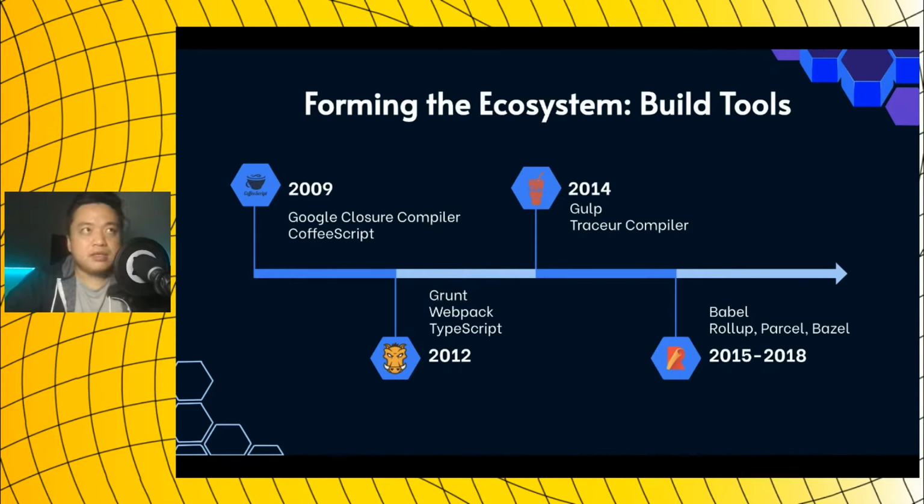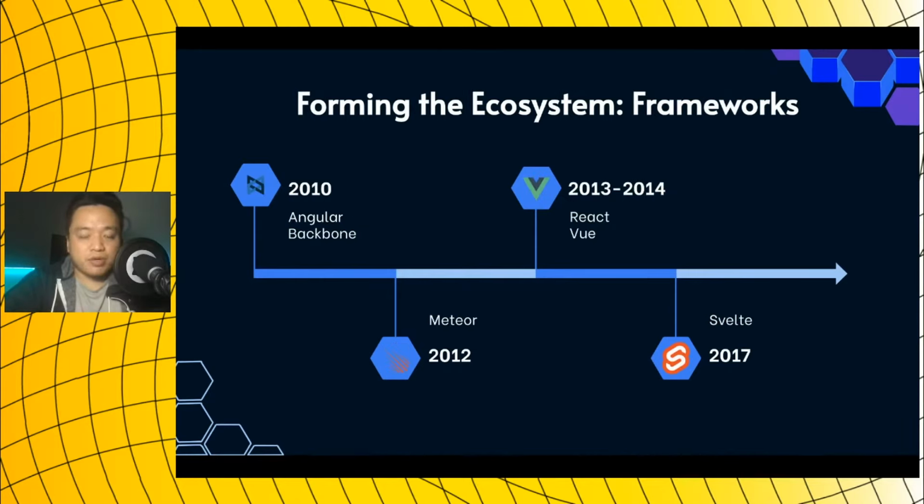So runtimes, build tools, and frameworks. You can see how once the language base is standardized, you can start to build so much infrastructure on top of it. Obviously this is what a lot of us are familiar with, because we use frameworks for our day-to-day tasks. Angular, Backbone, Meteor, React, Vue, and Svelte. I don't have much to say about this apart from that you can see a little bit of progression in terms of what we like to write apps in.